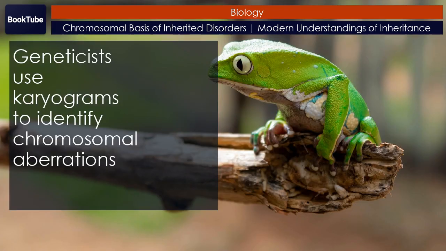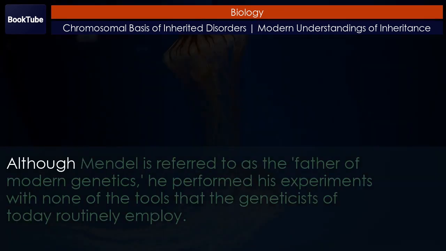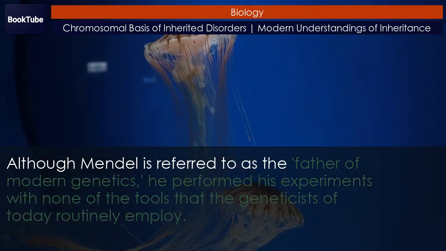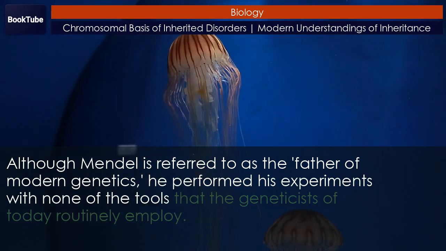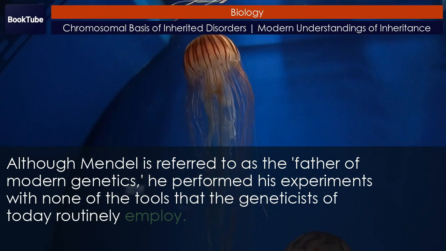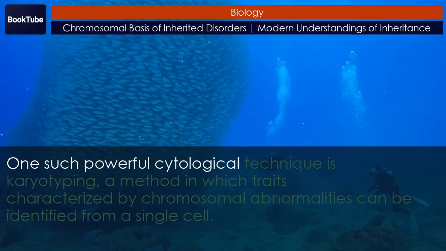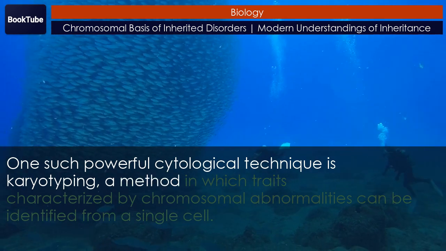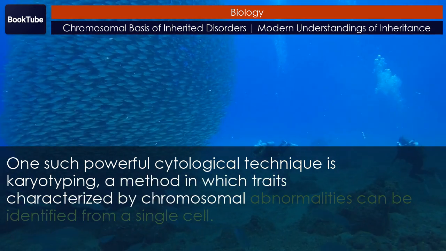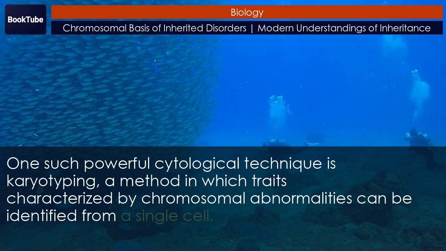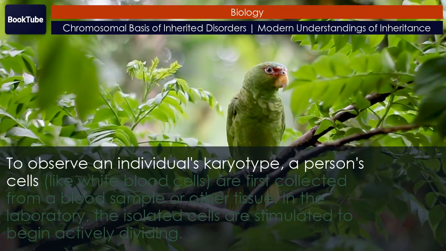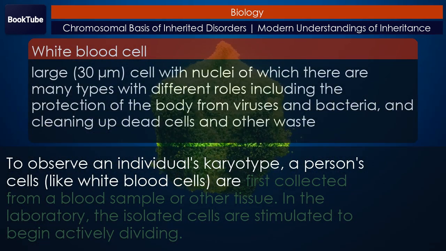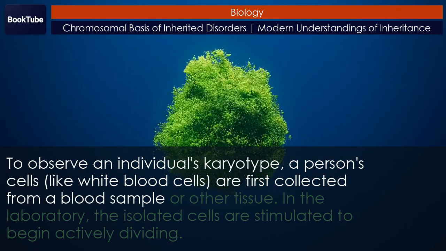Career connection. Geneticists use karyograms to identify chromosomal aberrations. Although Mendel is referred to as the father of modern genetics, he performed his experiments with none of the tools that the geneticists of today routinely employ. One such powerful cytological technique is karyotyping, a method in which traits characterized by chromosomal abnormalities can be identified from a single cell. To observe an individual's karyotype, a person's cells, like white blood cells, are first collected from a blood sample or other tissue.